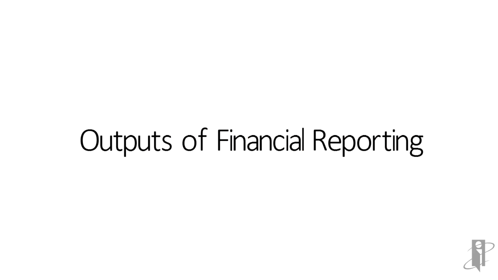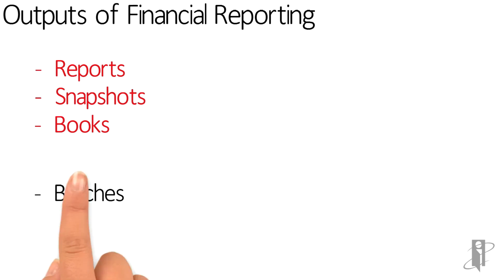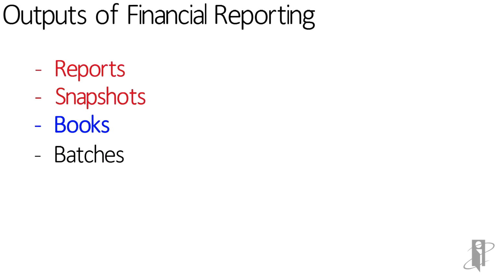The outputs of financial reporting are reports, snapshots, and books. Reports are defined by report designers and retrieve the most current information from the database. A snapshot report is a report that has been previously run and then saved, retaining the values on the report as of that point in time. Subsequent data changes will not affect a previously saved snapshot. Books are a collection of reports and/or snapshots, and batches can be created to run books and reports simultaneously.